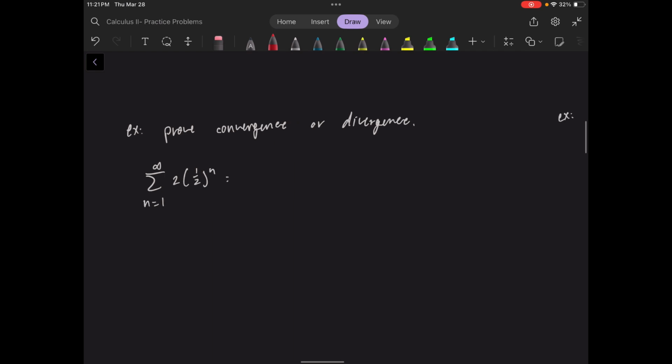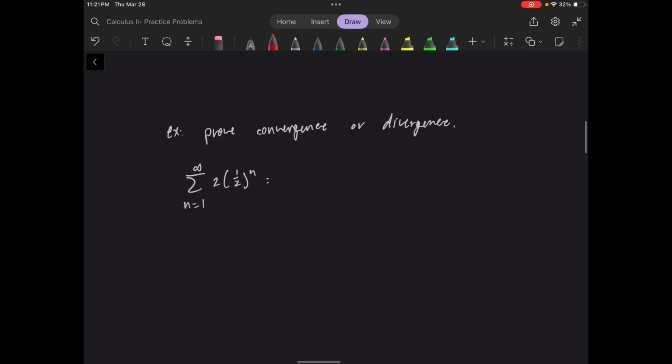You would probably end up writing something similar to that on the test. So how about this problem? Prove the convergence or divergence of this series. So we're ready to go, right? A, r, n power. A over 1 minus r, 2 over 1 minus 1/2. So 2 over 1/2. So 4? No, this is not correct. Why is this not correct? That is not correct because we did not start from 0. We have to start from 0.